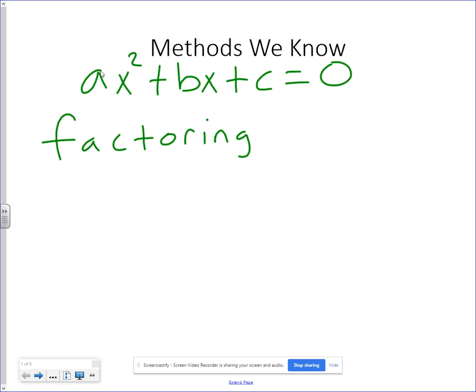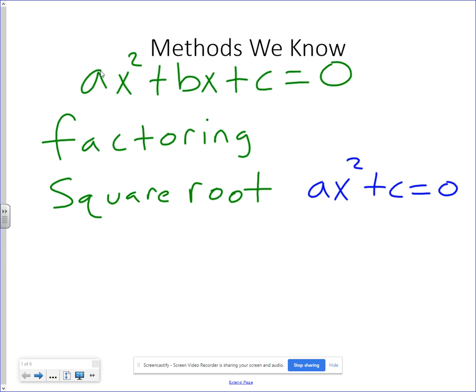Sometimes we can't get exact numbers, or sometimes the numbers are really big and not nice to work with. So what other methods do we have? If you remember, we have the square root method, and that's another method that works in a variety of instances, but it mainly only works when we have an equation of the form ax squared plus c equals 0. We only have that x squared term.